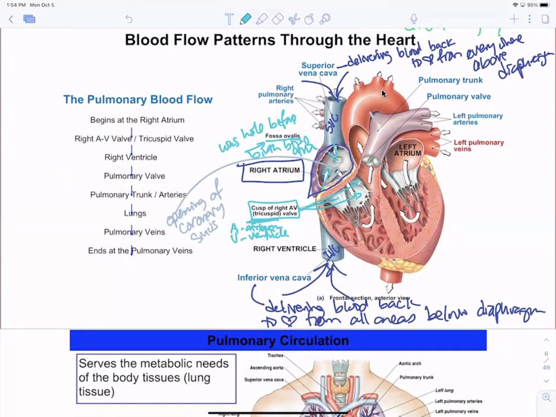Okay, so the right AV valves, there are these little cords called chordae tendineae that hold the valves to these muscles in the wall called papillary muscles.